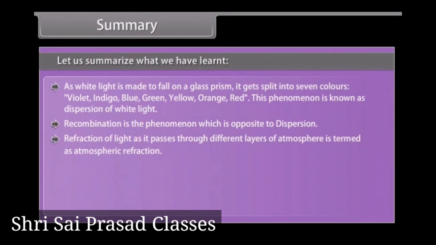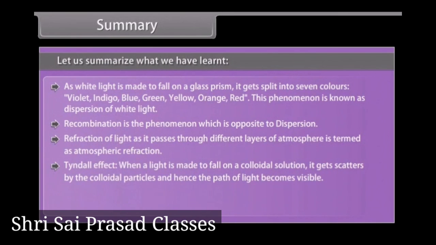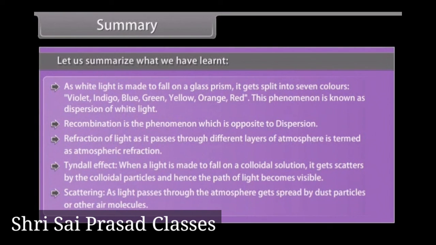Refraction of light as it passes through different layers of the atmosphere is termed as atmospheric refraction. Tyndall effect: when light is made to fall on a colloidal solution, it gets scattered by the colloidal particles, and hence the path of light becomes visible. Scattering: as light passes through the atmosphere, it gets spread by dust particles or other air molecules.